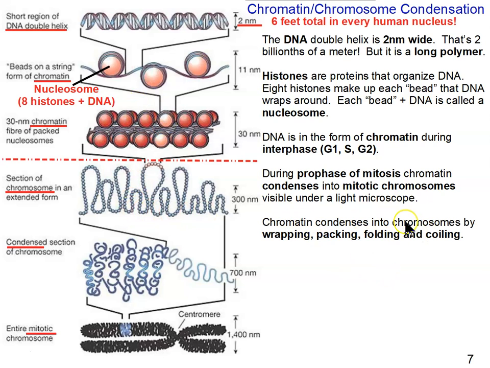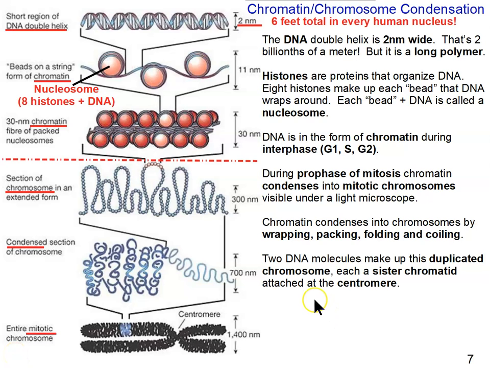So chromatin condenses into chromosomes by wrapping and packing and folding and coiling. And even so, it would be easy for the DNA to get all tangled up. And it's amazing and kind of mysterious as to how the cell keeps the DNA organized and keeps it from tangling up.